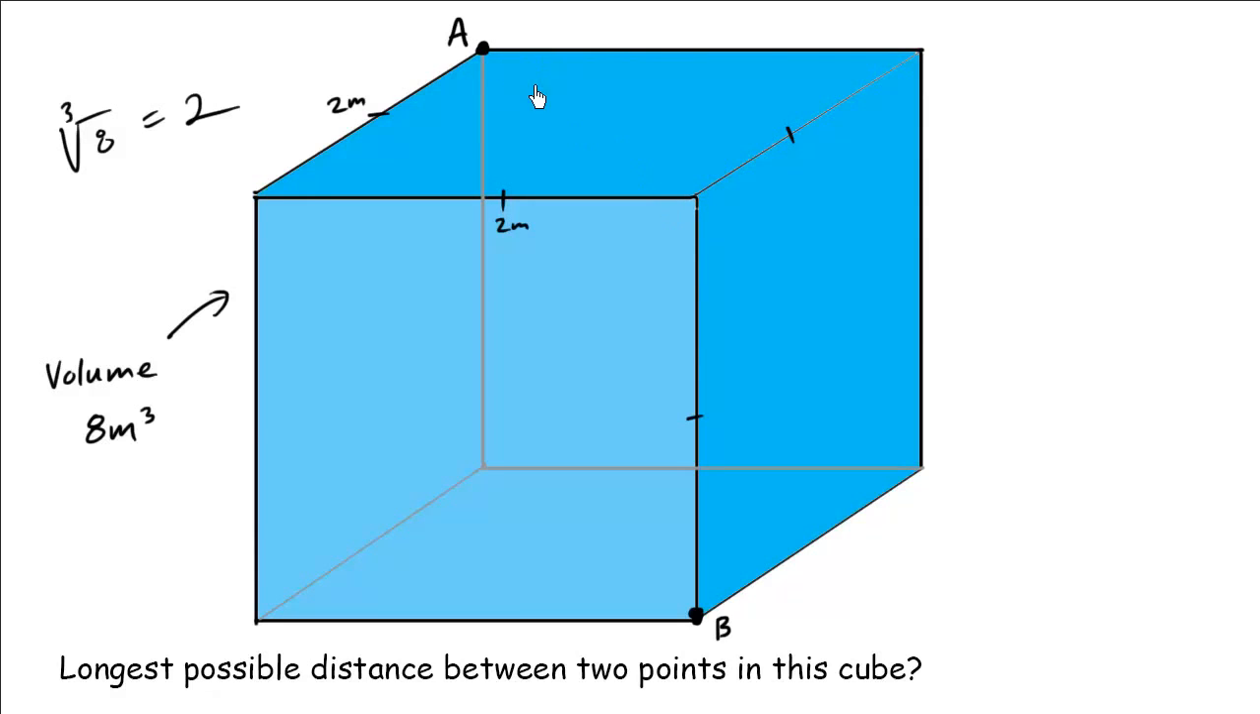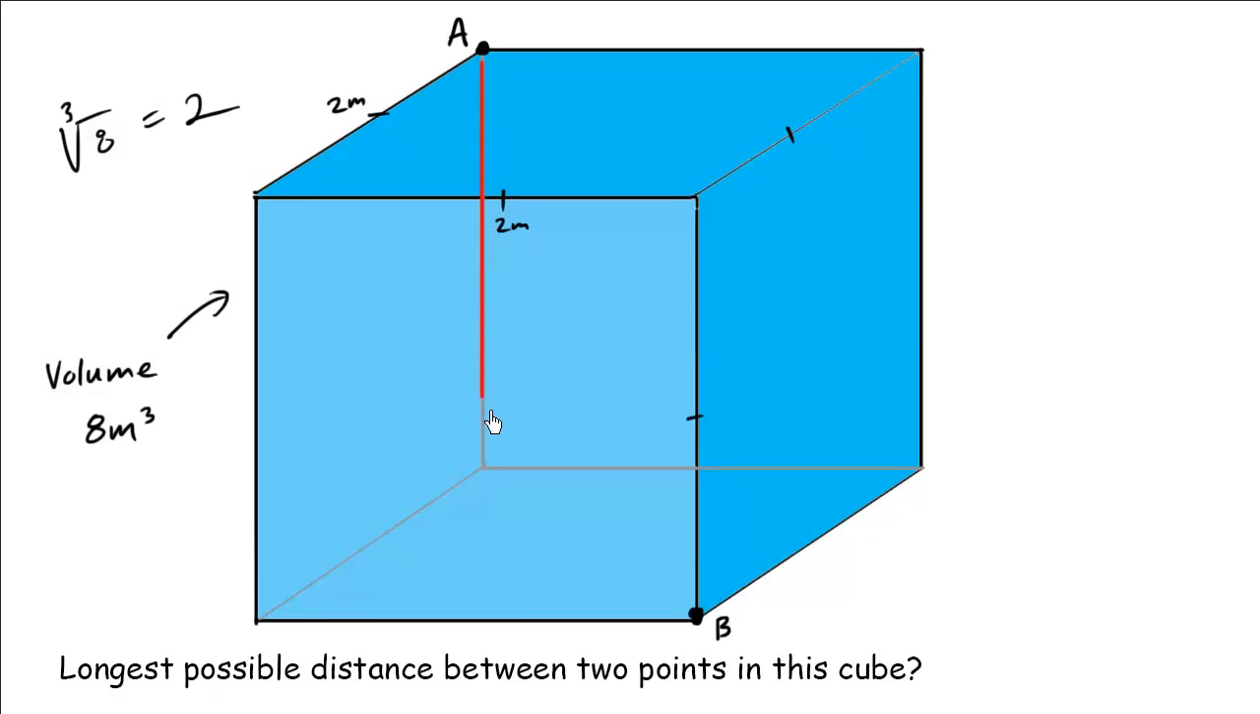This diagonal is shorter than this diagonal here, because here we're using the Pythagorean theorem once, whereas here we're using the Pythagorean theorem twice, which makes it longer. So let's focus on this triangle here first.